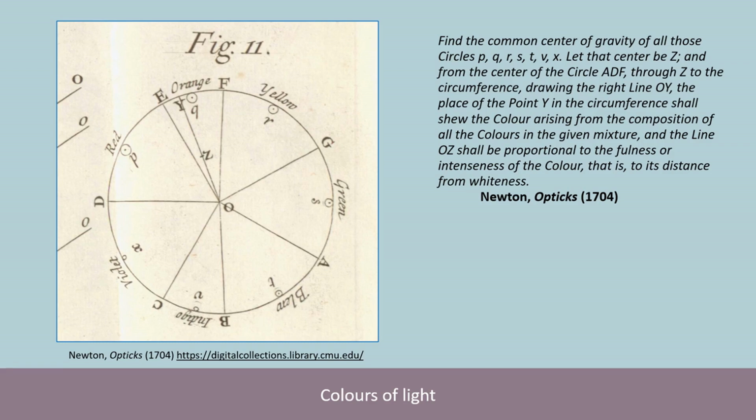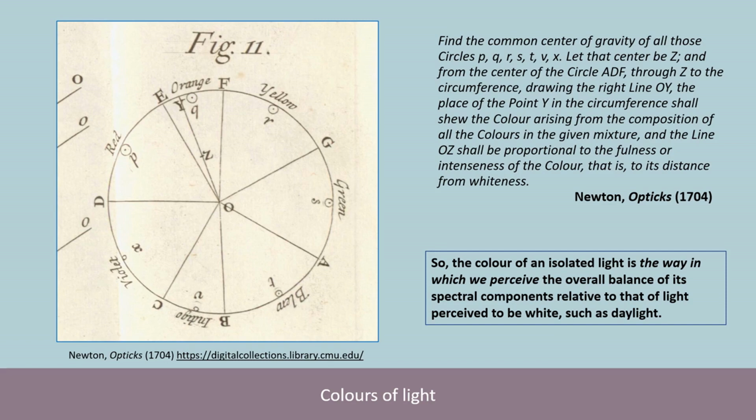Crucially, Newton showed that the colour of an isolated light can be predicted from the overall balance, or what he called the centre of gravity, of its spectral components in a two-dimensional circuit of directions of bias relative to white light, which he explained with his famous colour circle. The hue of an isolated light can be predicted from the direction of bias of the center of gravity relative to white light, and what he called the fullness or intenseness of the color, or its distance from whiteness, now called saturation, can be predicted from the amount of bias.